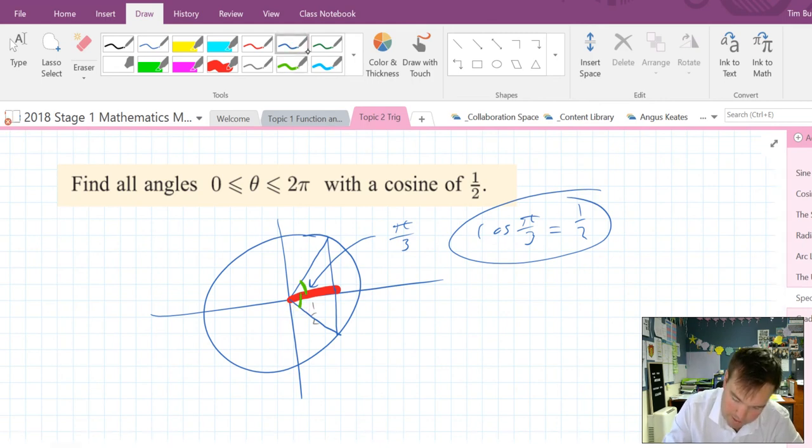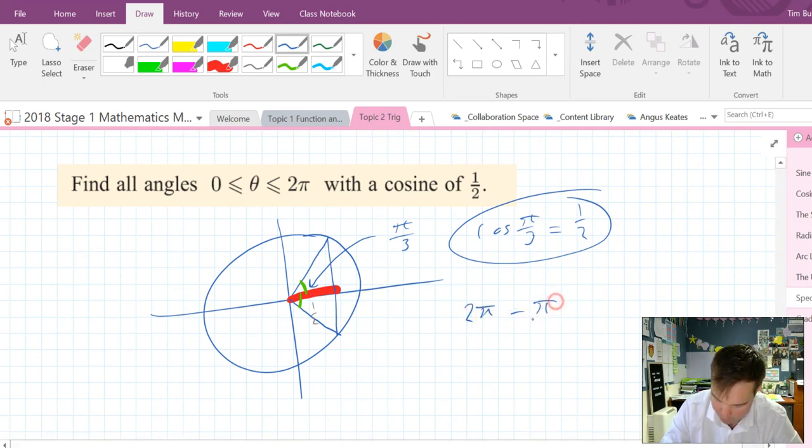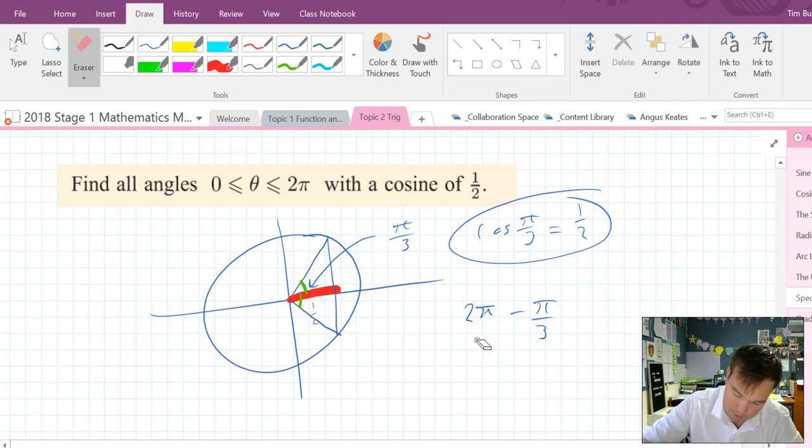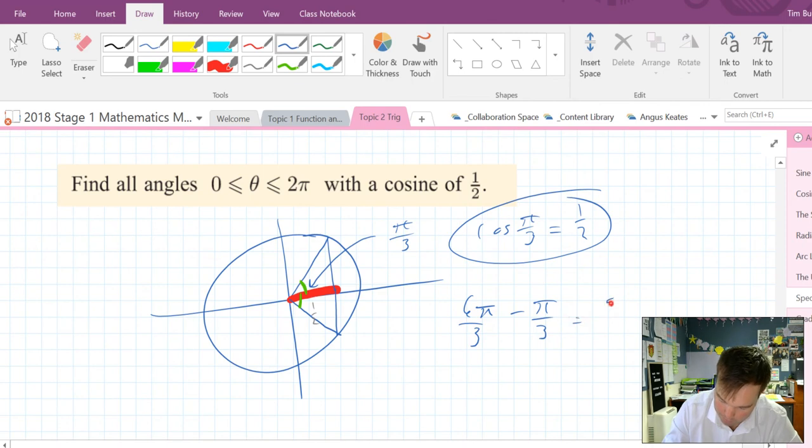So what we're thinking is that's 2 pi take away pi on 3. Different ways to think about this. I guess we could think about 2 pi as 6 pi on 3. Take pi on 3 equals 5 pi on 3. So our second solution here is 5 pi on 3 because cos of 5 pi on 3 is equal to a half also.